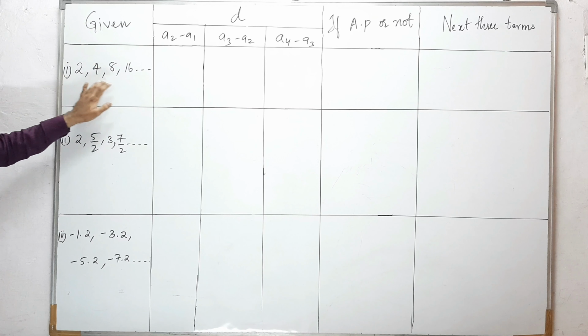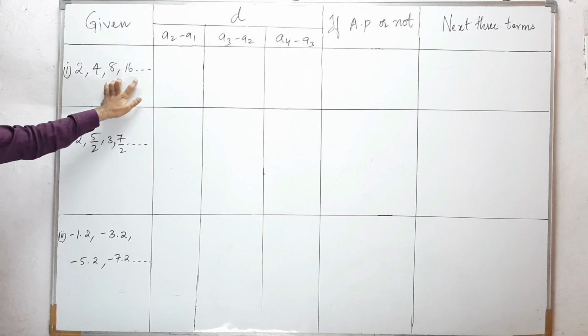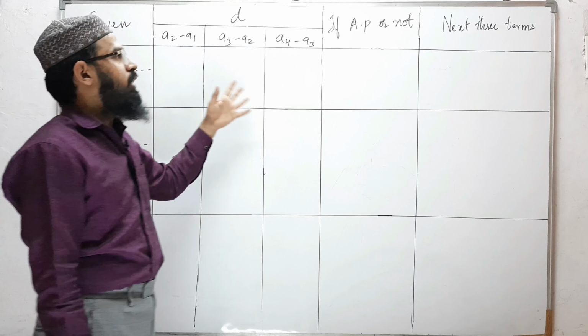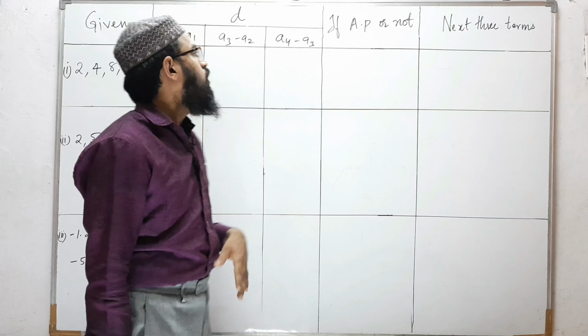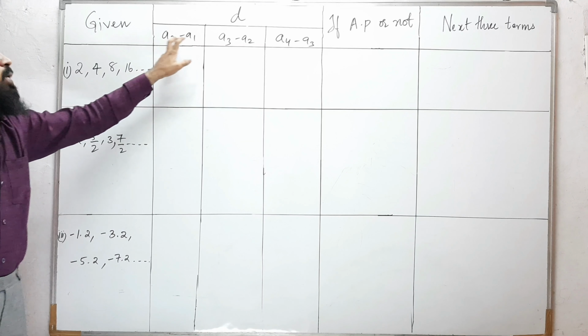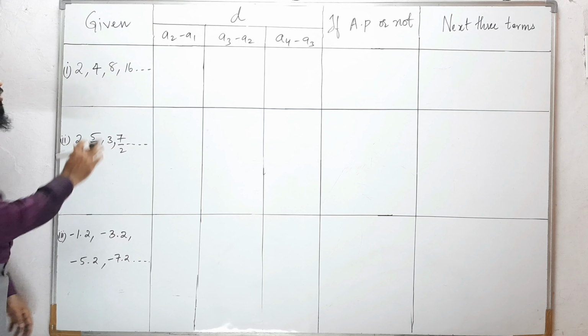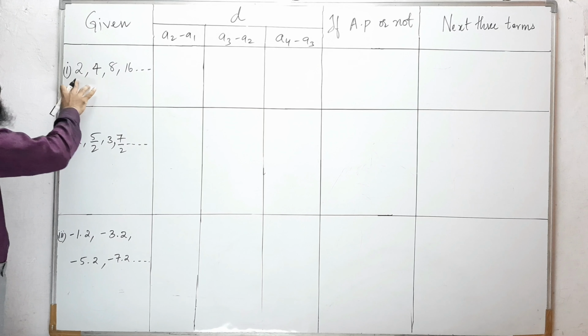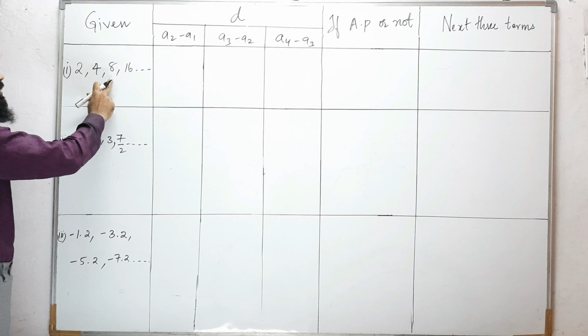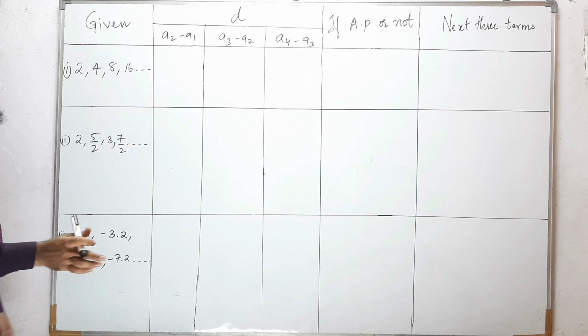First bit is 2, 4, 8, 16. So we have to find whether the given is an AP or not. So let us find out A2 minus A1. So what is this A1, A2, A3? These are the terms. So what is the first term? A1 is 2, A2 is 4, A3 is 8, like that. So let us solve this.